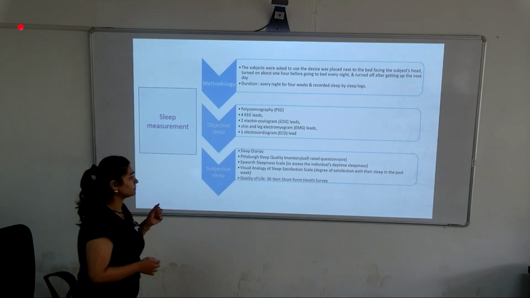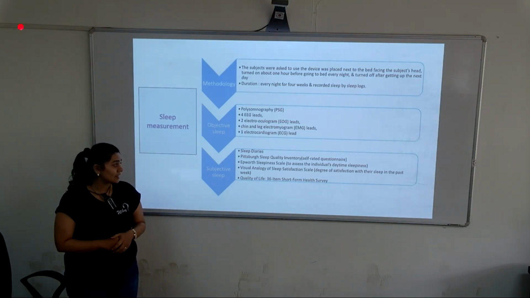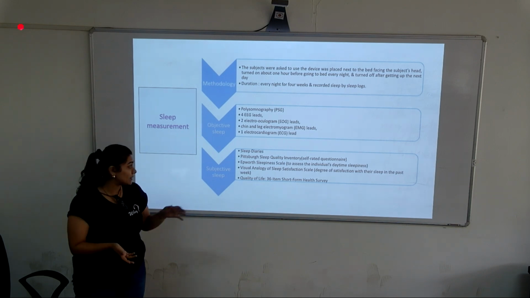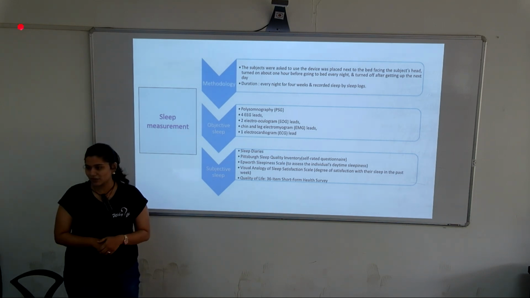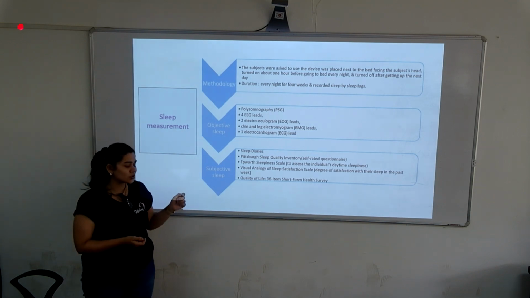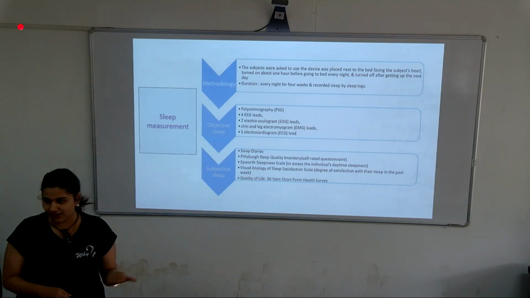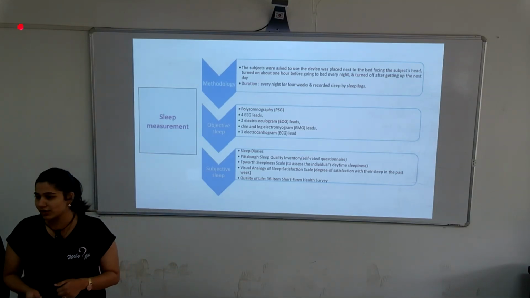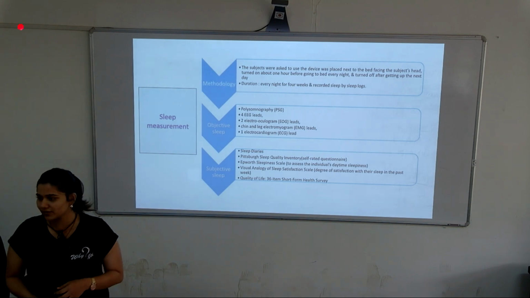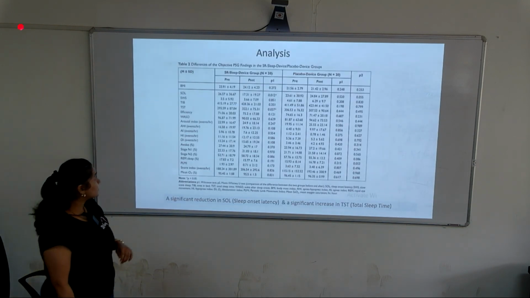Then there's a self-rated questionnaire called the Pittsburgh Sleep Quality Inventory. Then a sleepiness scale, visual analogue, and then there is a 36-question questionnaire, which tells about the quality of life using this device. So there were 2 groups, one which used the device and one which was the control, which were given a placebo device for the placebo effect. So this is the analysis.